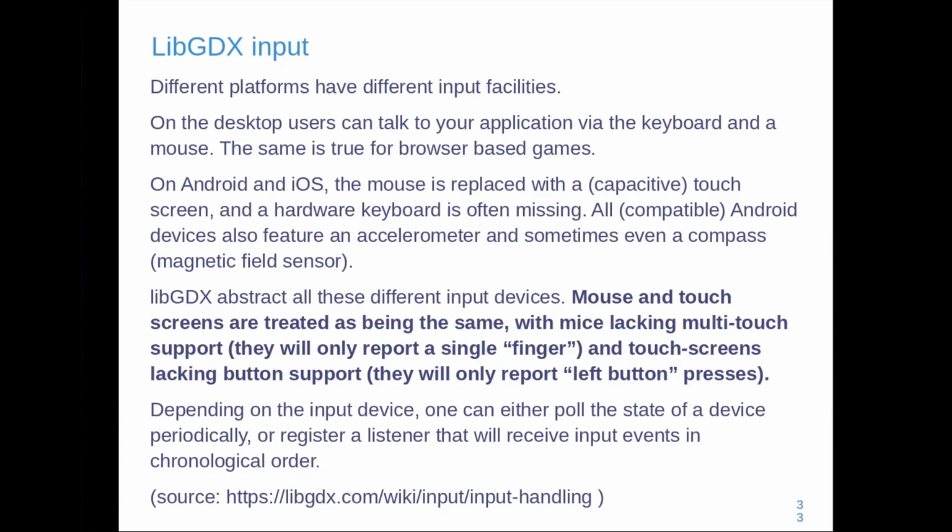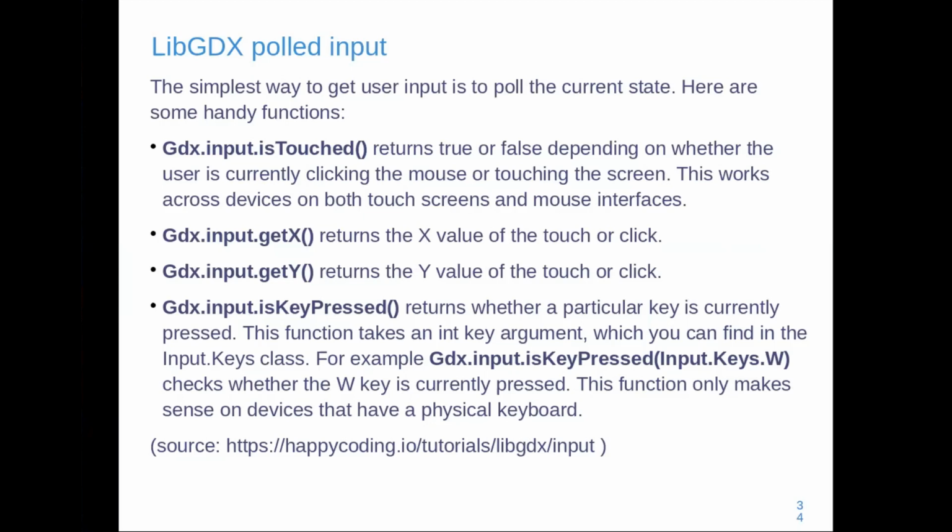Input can be handled in two ways, in a polled and event-driven fashion. With the polled input, in your render method, you check values returned by methods of Gdx.input. There is an isTouched method, which is Boolean. If a mouse button is pressed, isTouched returns true. If all mouse buttons are released, it returns false. And then you can use getX and getY to get the actual location of the mouse pointer. And the same goes for key presses on the keyboard.